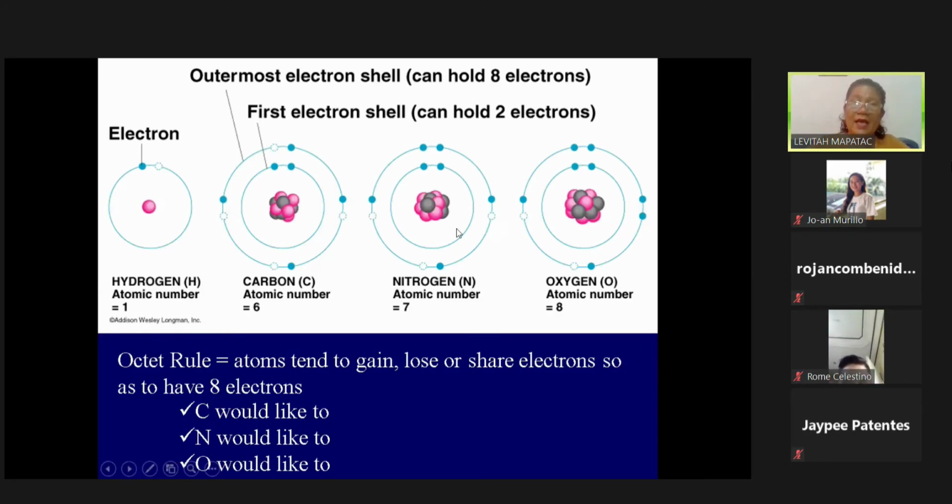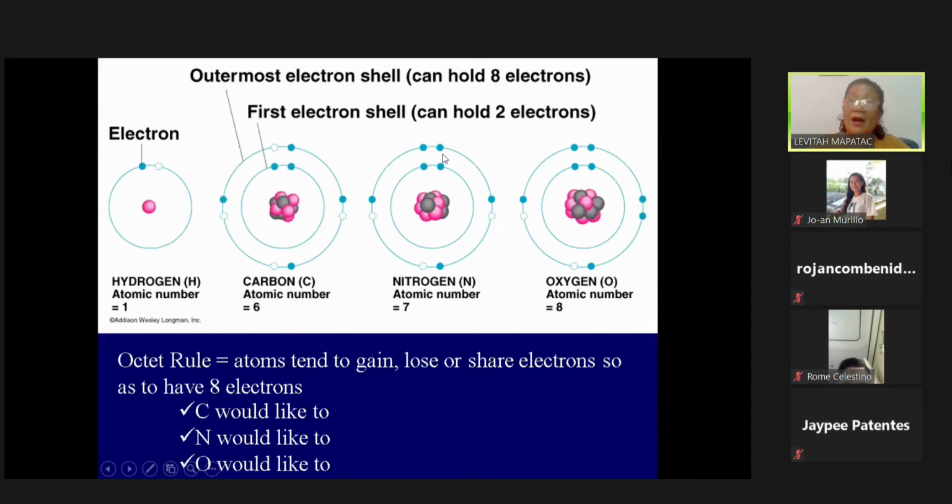Nitrogen. Okay. The outermost shell, the farthest one. How many electrons? 1, 2, 3, 4, 5. So, it belongs to what? Group 5, though its atomic number is 7. This valence is on the outside. Oxygen is 8, but it has 6 electrons in the outermost shell.